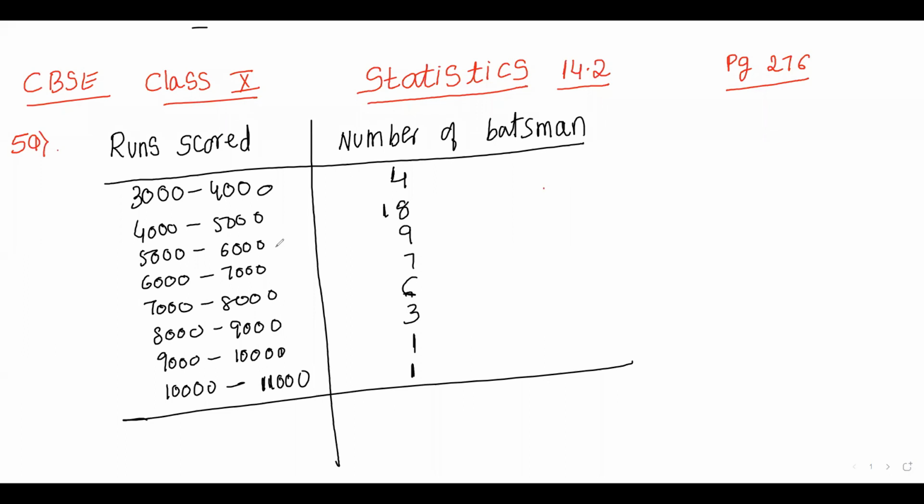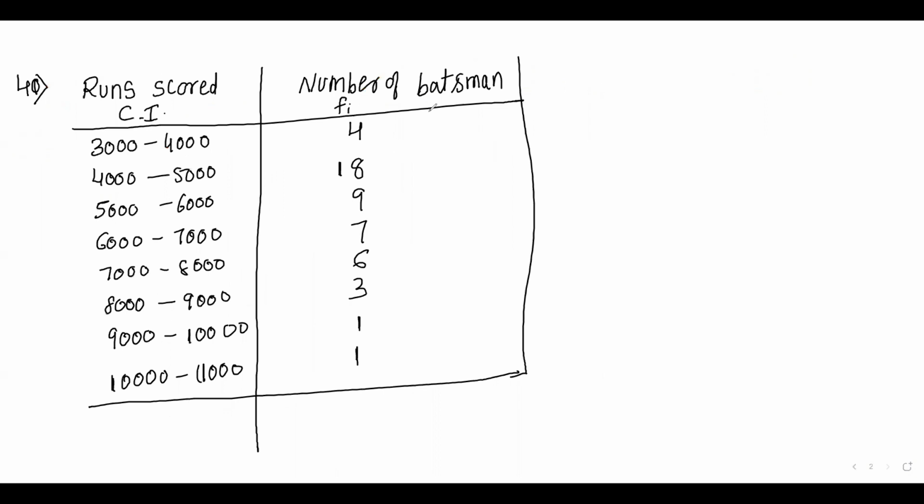Statistics class 10 CBSE, page number 276, fourth question, mode. We are doing problems of mode. Here two headings are given: class interval, runs scored, and frequency, number of batsmen. Let's solve this problem. Now I have the data. Let us find the values of L, F1, F2, F0, H. First of all, identify the biggest number in frequency. Which is the biggest number? 18. Draw a line below 18 and that line is called the modal class.